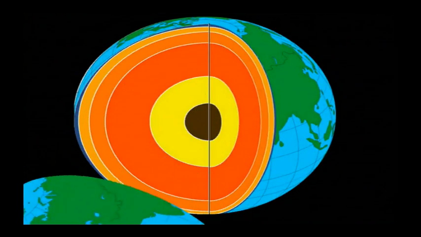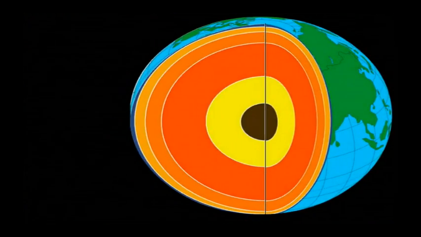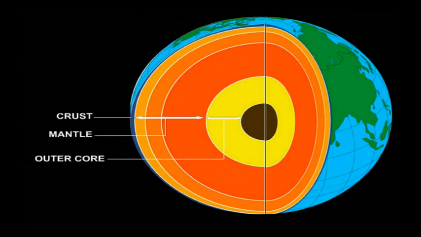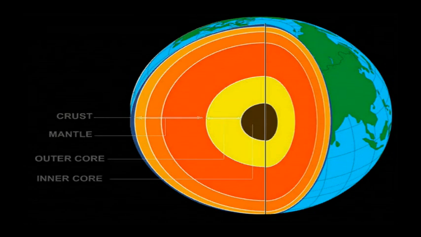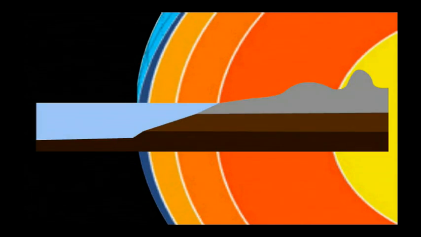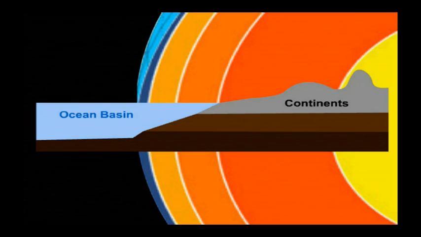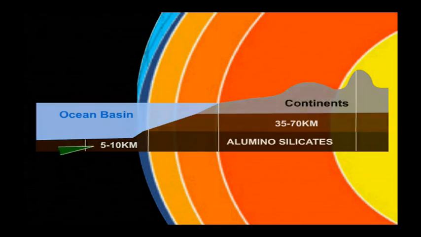If we look at a cutaway section of our planet, we can see that its interior is divided into four main layers: the crust, the mantle, the outer core, and the inner core. The outermost layer of the Earth is the crust. Crust comprises continents and ocean basins. The crust has a variable thickness. It is 35 to 70 kilometers thick beneath the continents and 5 to 10 kilometers thick under the ocean basins. The main composition of crust is aluminosilicates.